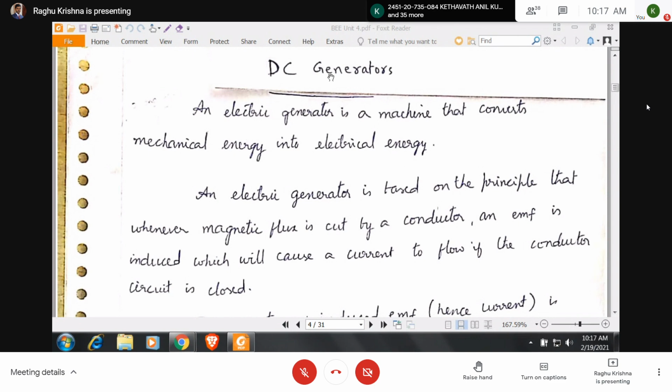Now coming to DC generators. If the generator generates a DC voltage, then it is called a DC generator. If the output electrical energy is of a DC type, direct current type, then the generator is called a DC generator.